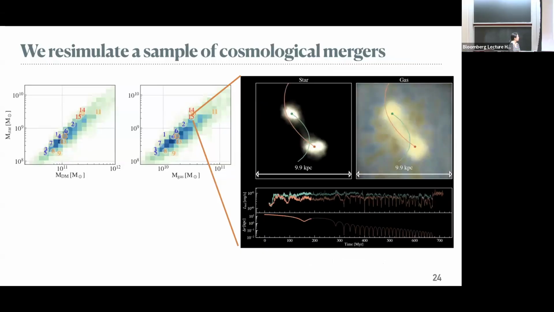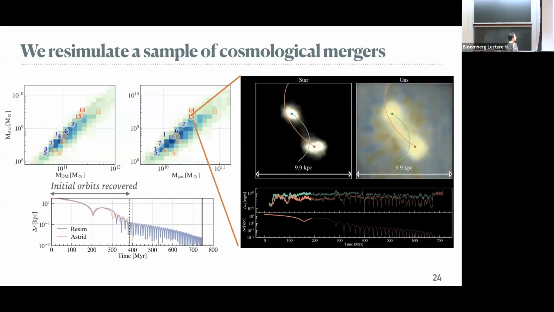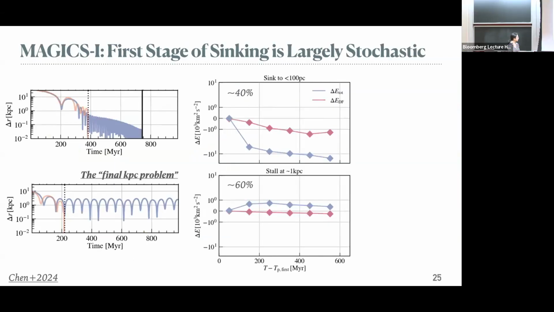I think I might skip this. So this is a video showing this galaxy merger and the initial orbit in ASTRID in orange, and then we recover this initial orbit, but then we can extend it to these scales.